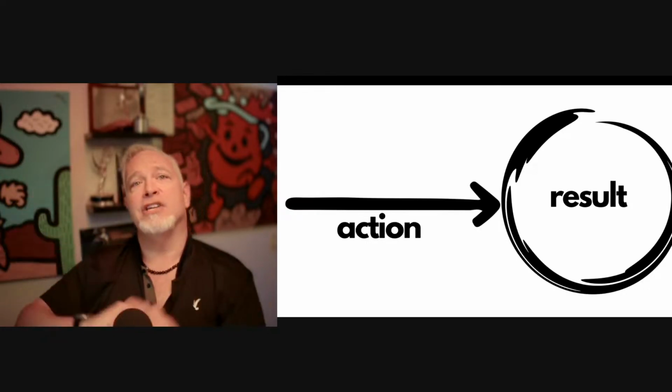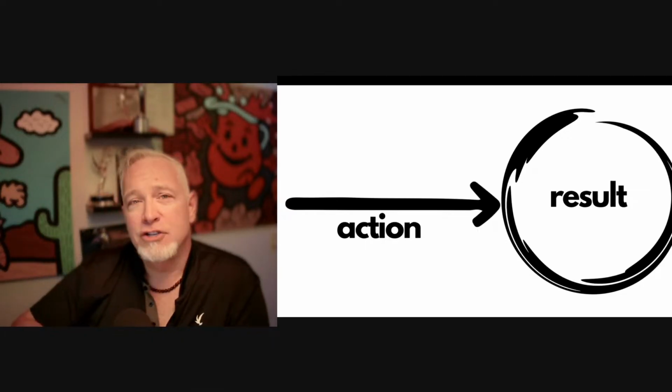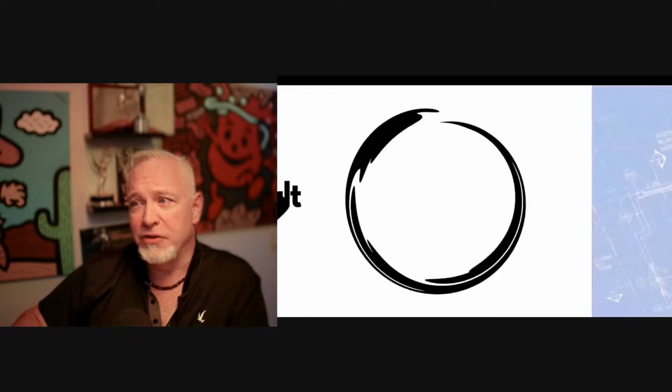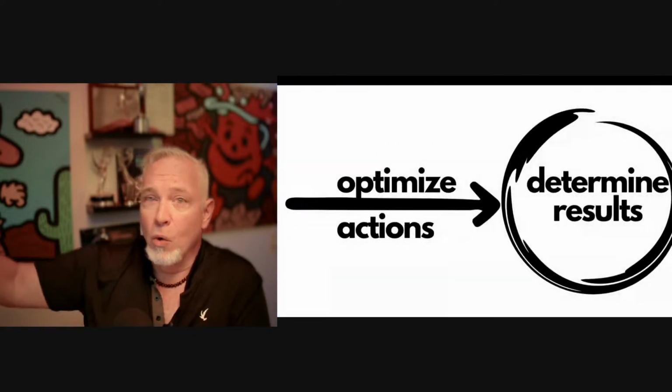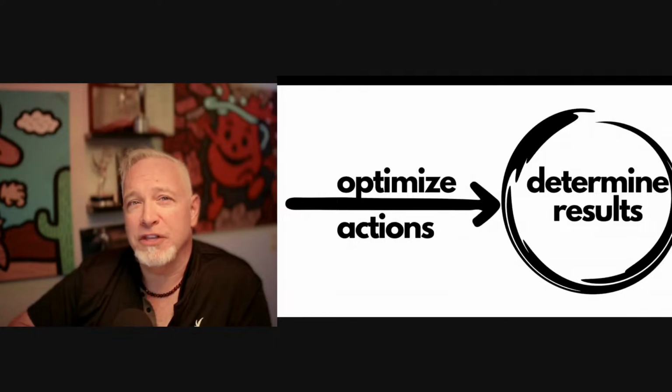It's impossible to find a straight line between those two points because there's all sorts of things standing in the way. So identifying the results, that's management's responsibility to determine what the results are. I'm going to skip around a little bit here. We determine the results. They perform the actions, but we're responsible for the optimization of those actions.